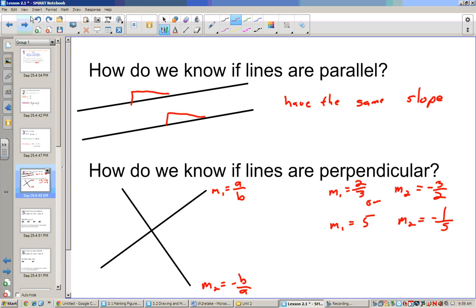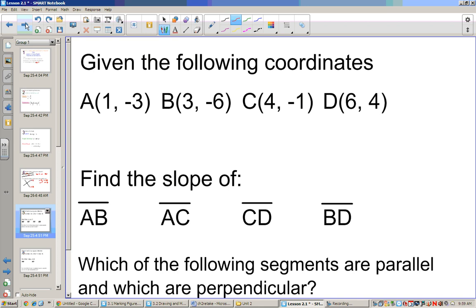Hopefully that makes a little more sense. We'll do more later on. Now we're going to get into finding slope.